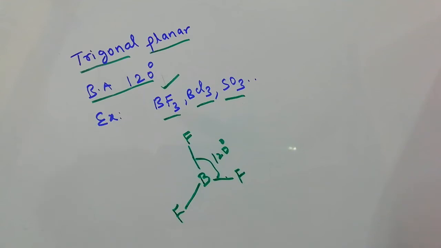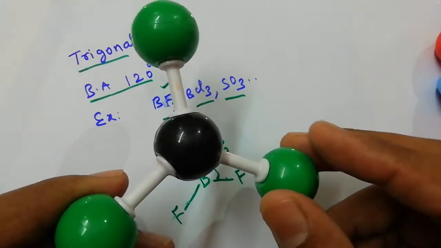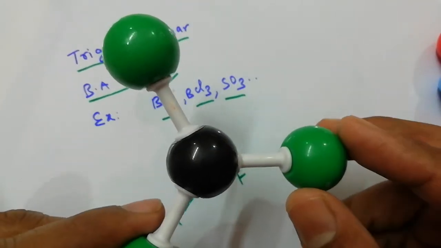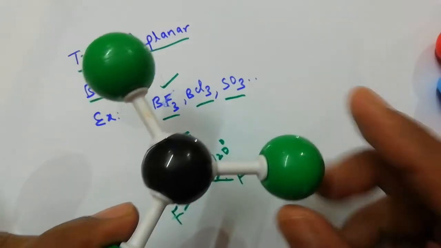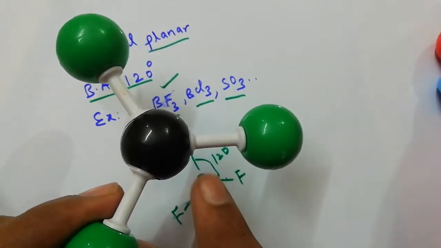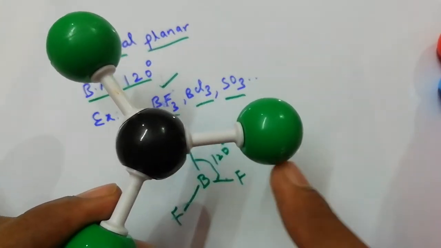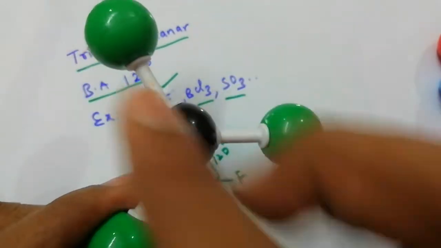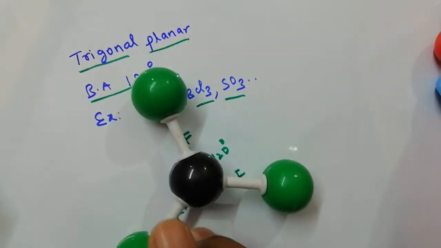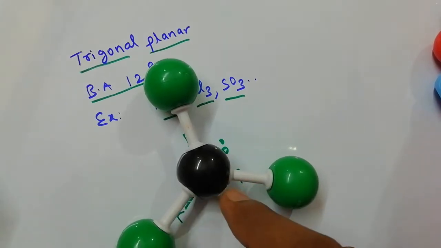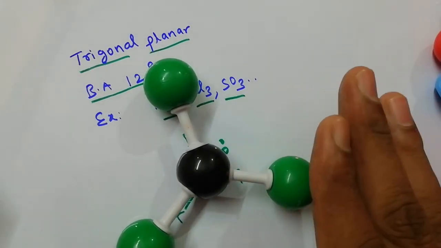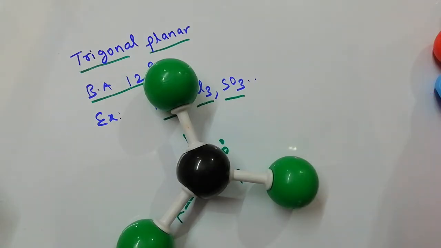Let us see some molecular model for this trigonal planar structure. This is a molecular model for trigonal planar structure. See, in this BF3, the black color atom is boron, and these are fluorine atoms. It is a planar molecule. See, the bond angle from here to here is 120. Planar means all atoms should touch the surface.